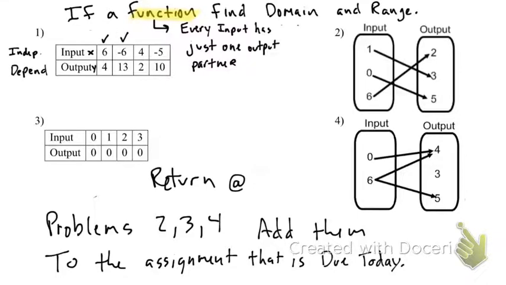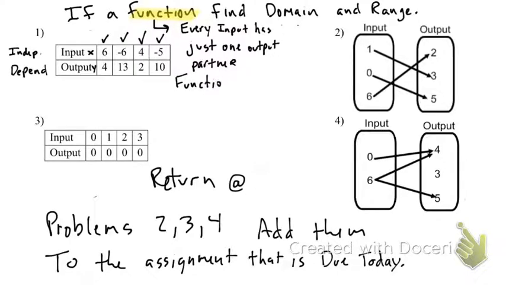Then we go to number 4. Is 4 partnered up with one output? And the answer is yes. And then last, we have -5. He only has one output partner. He also is good to go. Since all of these inputs have one output partner, then this guy is a function.